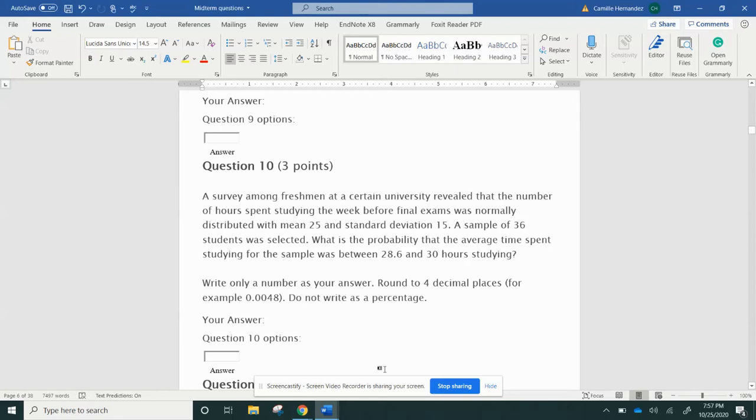Right, so let's go ahead and go to number 10 and the other ones. All right, these are a lot like the normal distributions we looked at for 2, 3, 4, and 5, but there's a slight difference. So let me talk about it.